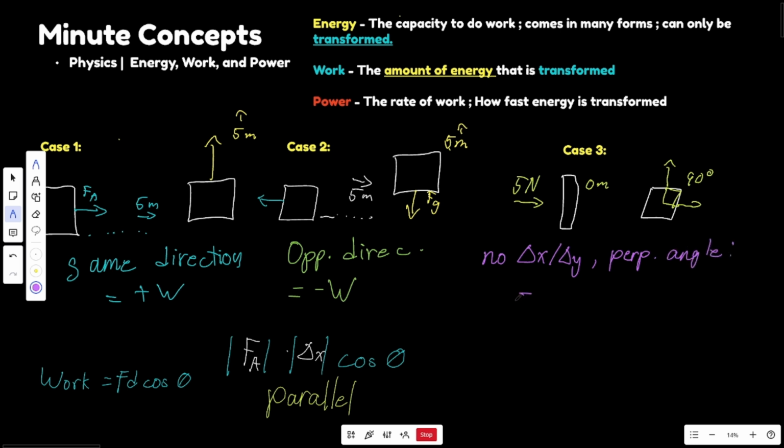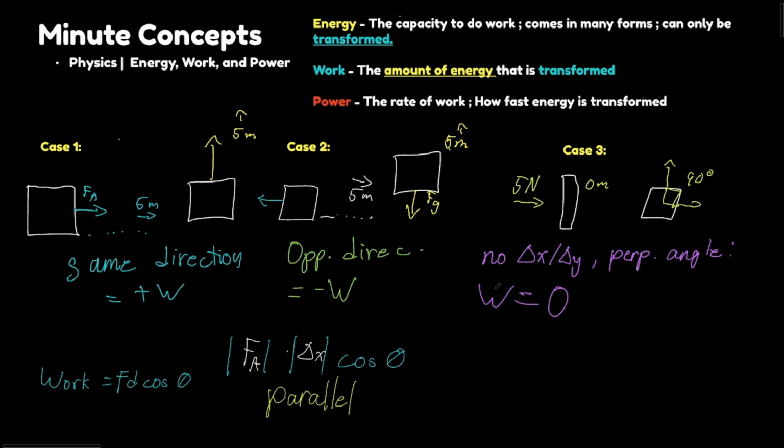There is going to be 0 work. So I hope that's clear. Basically, again, if the object doesn't move, then we have a 0 in the equation because there's 0 displacement. If the object has a perpendicular angle, we get a cosine of the angle that results to 0, which will zero out everything else as well. So that's basically those 3 cases.